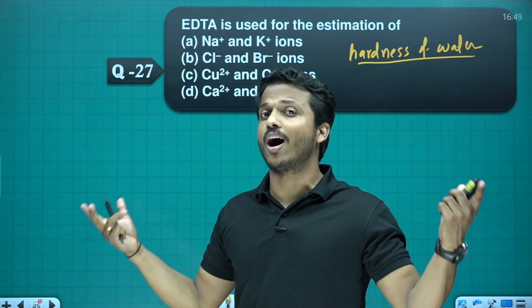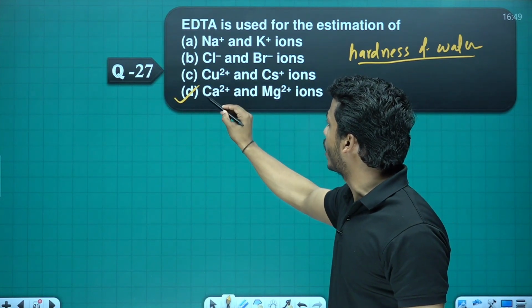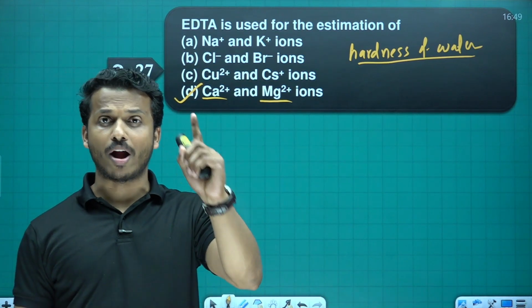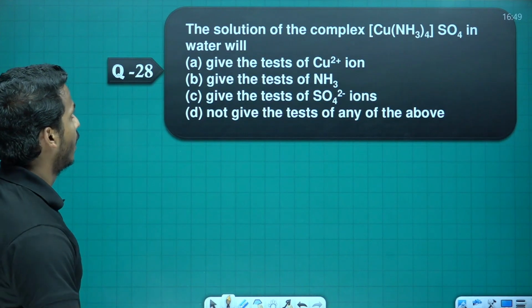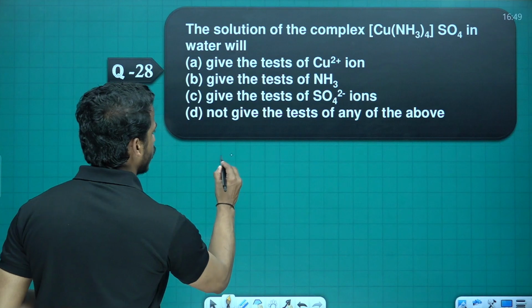They are asking you what is hard water. You know, hard water contains calcium and magnesium ions, right? Calcium and magnesium ions. EDTA is used for quantitative analysis, which one? Checking the hardness of water. Then the solution of the complex, what is the complex given?